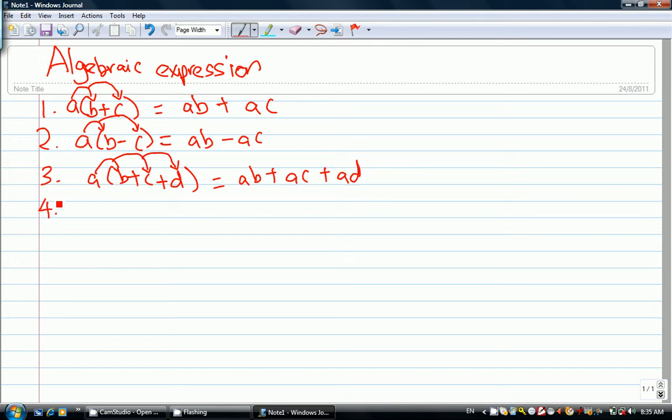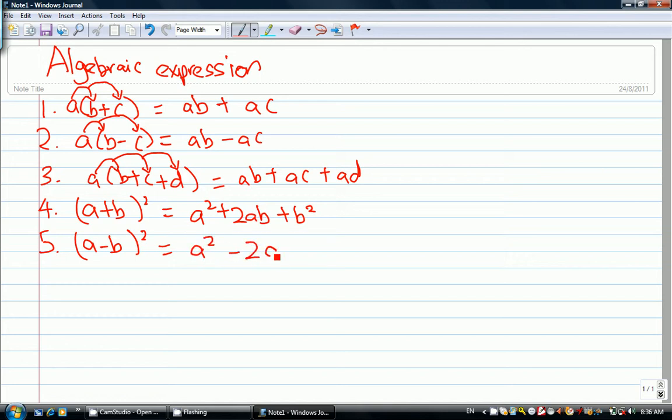Fourth. Okay, this is where the real identity kicks in. If you have got a plus b squared, now this is something you have to remember. You get a squared plus 2ab plus b squared. Alright, fifth, this is the second one that you really have to remember. a minus b squared equals a squared minus 2ab plus b squared.